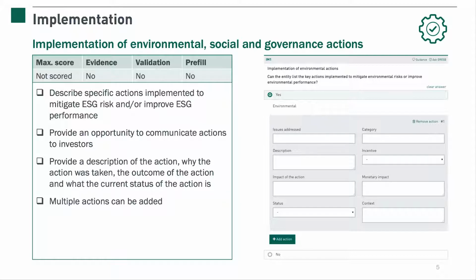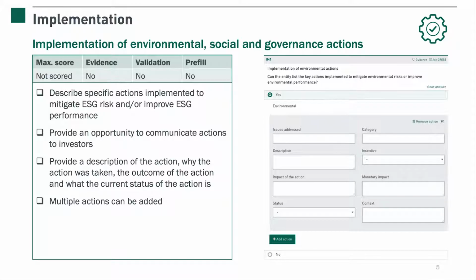If you wish to report actions, then select Yes and proceed to add action details one by one. For each action, select the ESG issue from the drop-down under Issues Addressed. The issues addressed are different for each of the environmental, social, and governance indicators. Next, select the category the action falls into. For example, the action may relate to capital, investment, or procurement. A description of the action can be provided in the text box under Description.